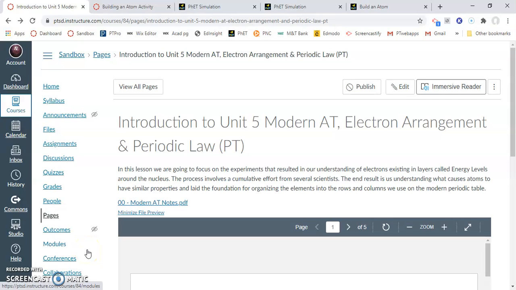All right, ladies and gentlemen, we are going to go through the notes on the modern atomic theory. We left off on atomic theory with Bohr, and what I want to do now is explain the experiments and what we found through the experiments that allowed Bohr to experimentally argue that electrons were arranged around the nucleus in layers called energy levels. And at the end, we'll talk about why and how this informs the design of the periodic table.